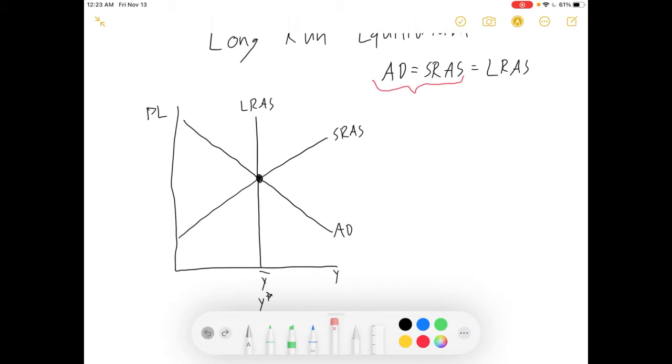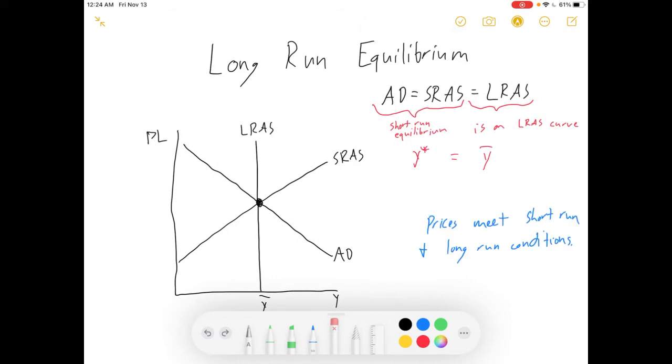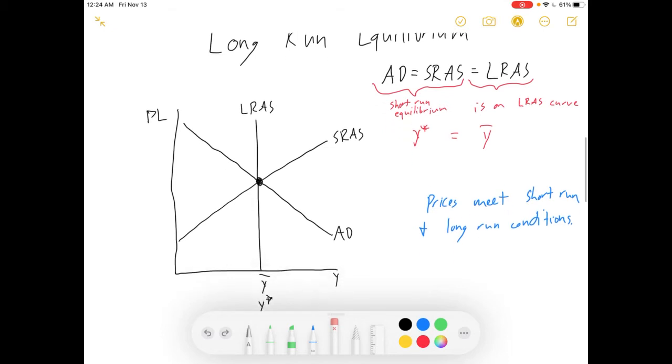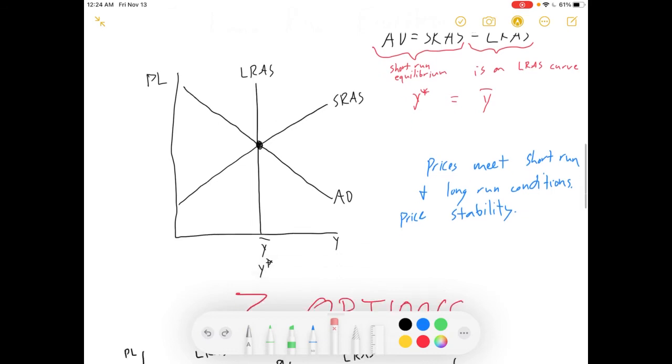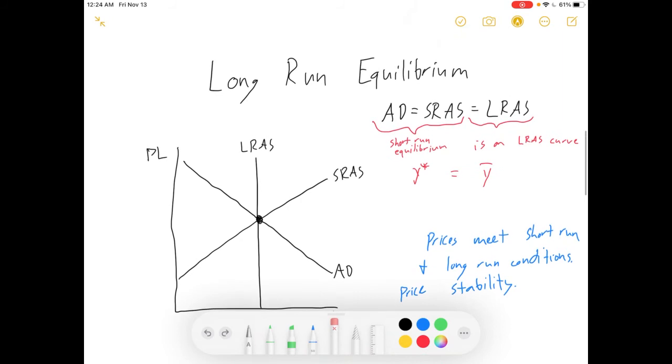Short-run aggregate supply meets aggregate demand, that's the short-run equilibrium. If your short-run equilibrium happens to be on the long-run aggregate supply curve, then you're in long-run equilibrium. Also, we could just say y star is equal to potential GDP. That GDP is potential GDP. That would be saying we're in long-run equilibrium. If you're in this position, then your prices meet short-run and long-run conditions. Expected input prices are proportionate to actual output prices or final prices. We have price stability. There is no incentive for this economy to change.